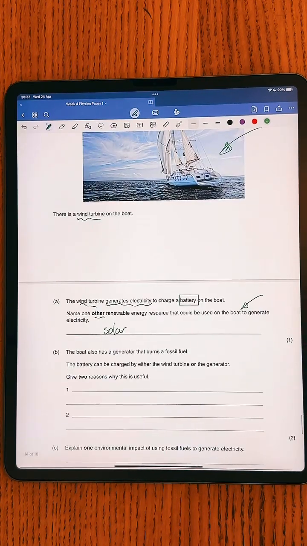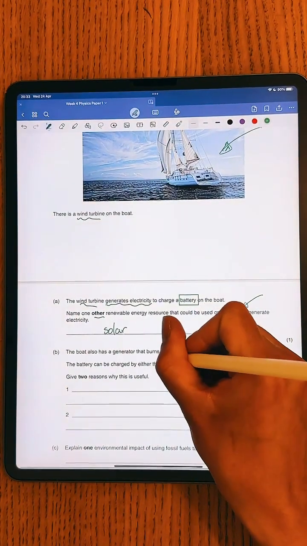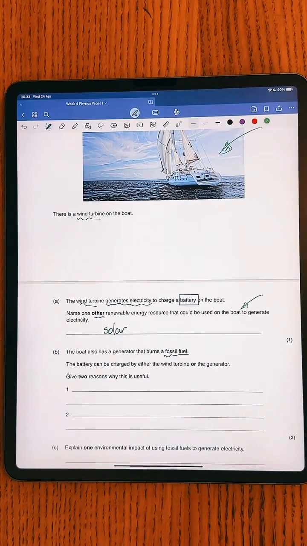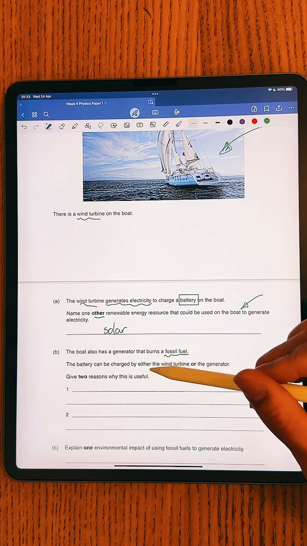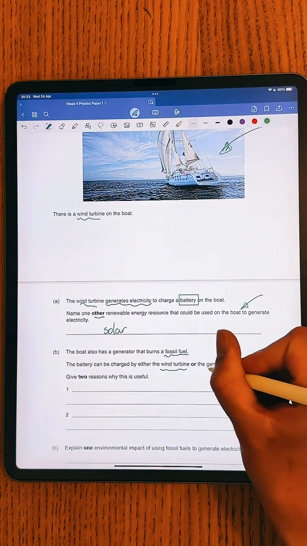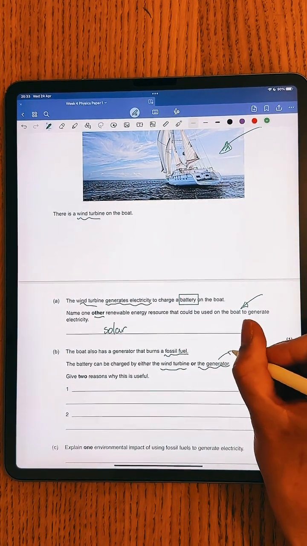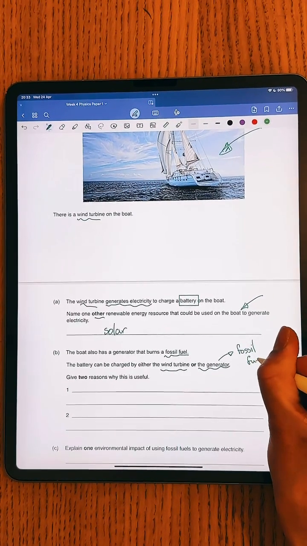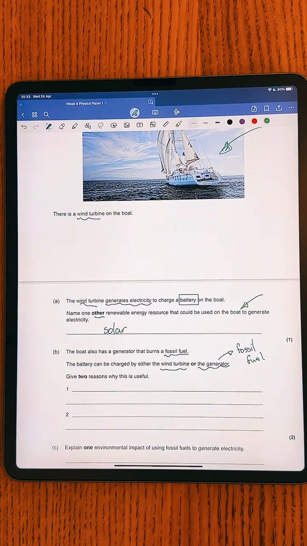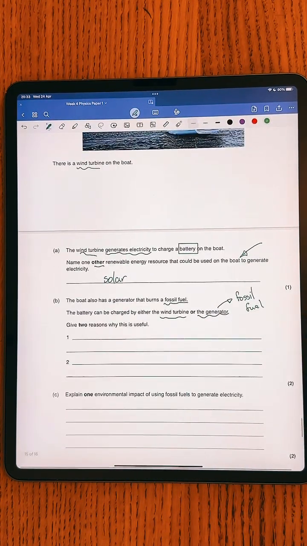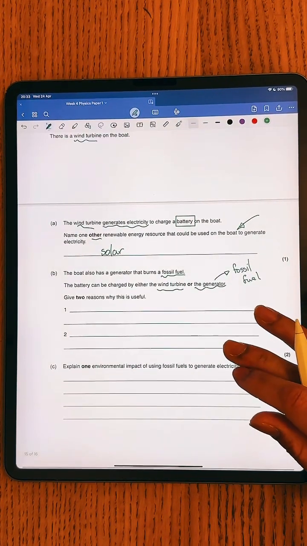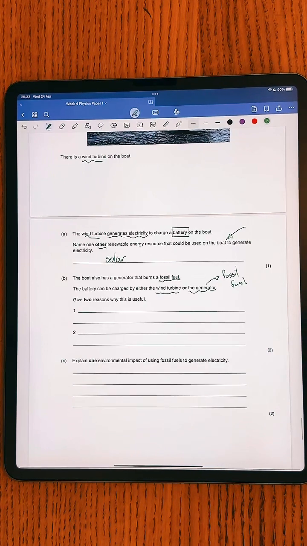Okay, next question. The boat also has a generator that burns a fossil fuel. So that's a non-renewable energy source. The battery can be charged either by the wind turbine or the generator. So either by the wind or by burning the fossil fuel. Give 2 reasons why this is useful. 2 reasons. It seems easy, but the wording needs to be very specific. What do you guys think?